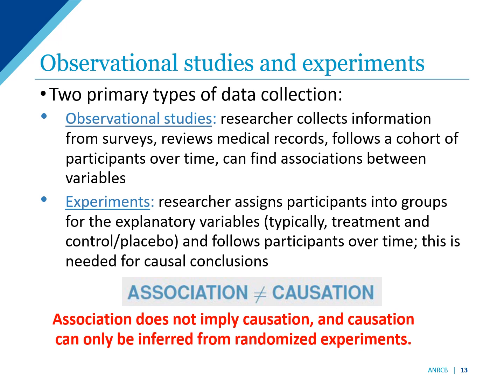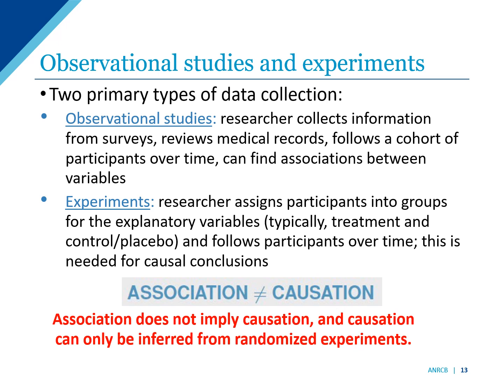There are two primary types of data collection: observational studies and experiments. We've discussed both of these types in Module 6, so this is likely a review, but an important review. In observational studies, a researcher collects information from surveys, medical records, and may follow a cohort over time, and can find associations between variables.